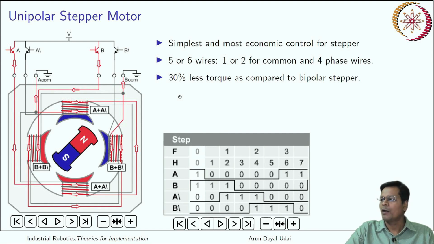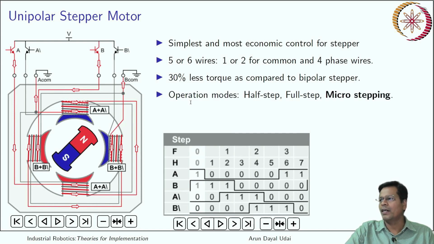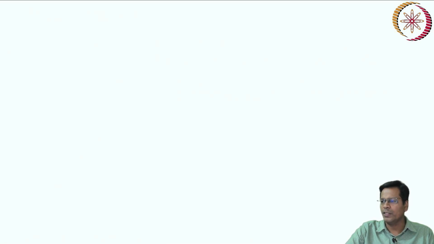We will be discussing bipolar stepper motor as well later on. Before that, let us discuss this one. And then operating modes: they can run in half step, full step, micro stepping. We'll see all of these. Before we go there, let us first see this one.